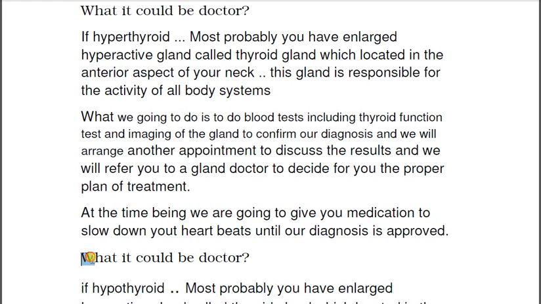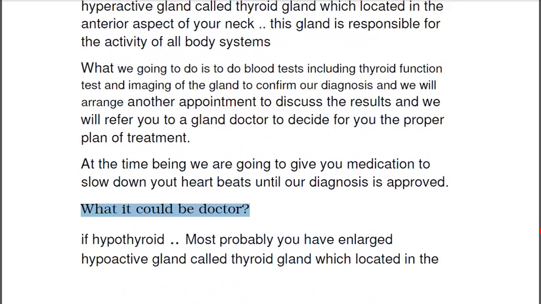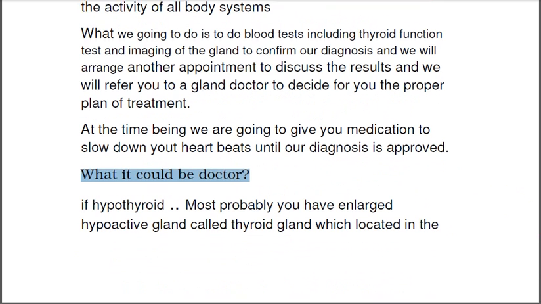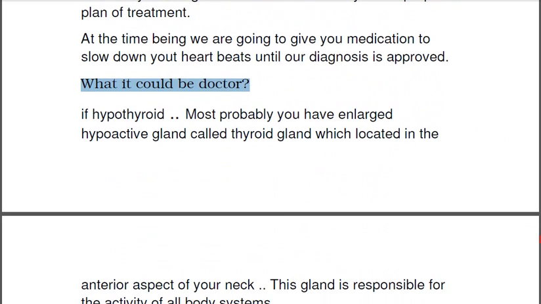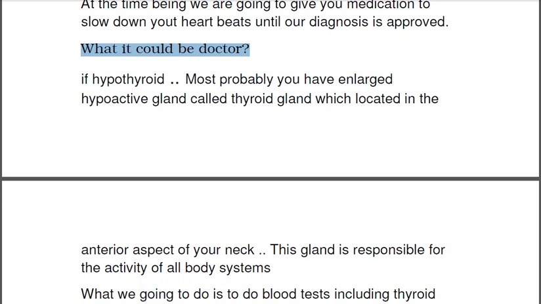What it could be, doctor, if it is hypothyroidism, the patient, for example, received radioiodine therapy, and then he developed hypothyroidism. He can bring you a patient with Graves' disease with hypothyroidism post radioiodine therapy. Most probably you have an enlarged hypoactive gland called the thyroid gland, which is located in the anterior surface of your neck.